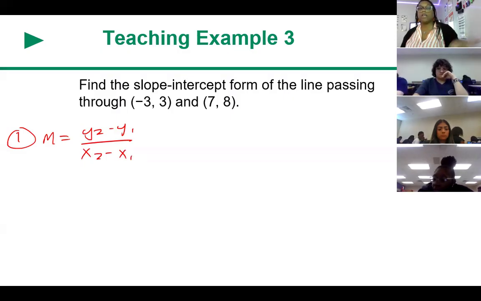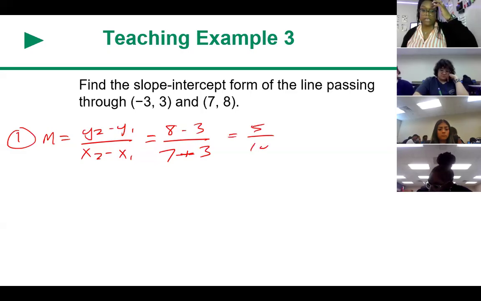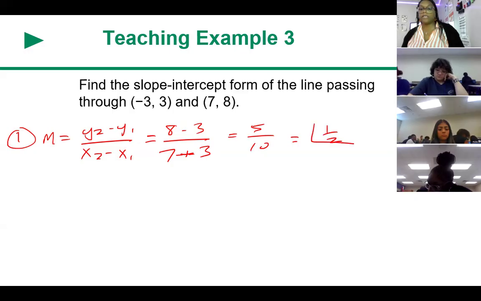After that, whatever you label them as, it doesn't really matter, but I'm going to go ahead with 8 minus 3 over 7 minus negative 3. A negative times a negative makes a positive. So we end up with 5 over 10, which equals 1/2. So we now know that our slope is 1/2, correct?